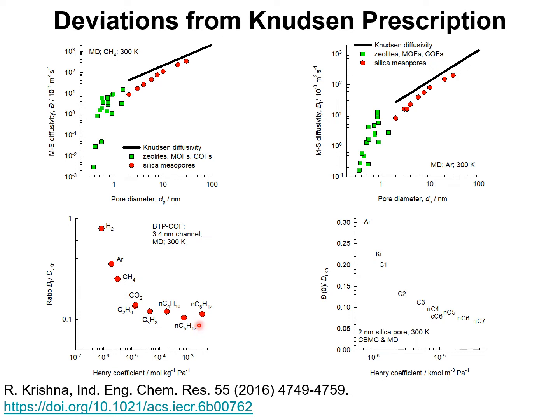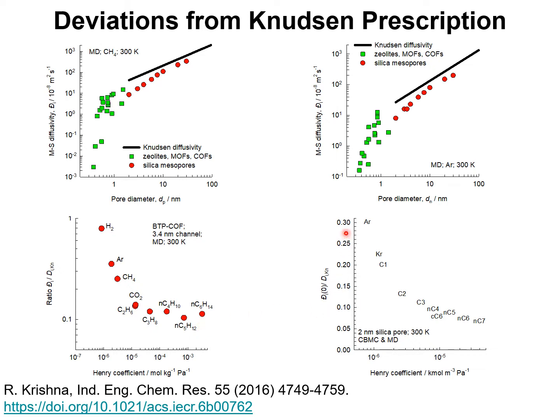This is because with increasing adsorption strength, there is a tendency for the gas molecules to deviate more strongly from the Knudsen prescription because of the biased nature of hops along the surface.